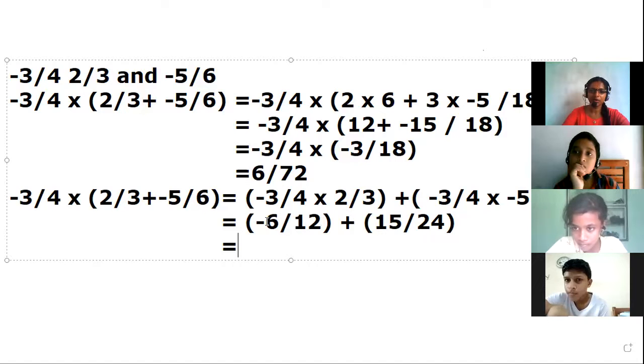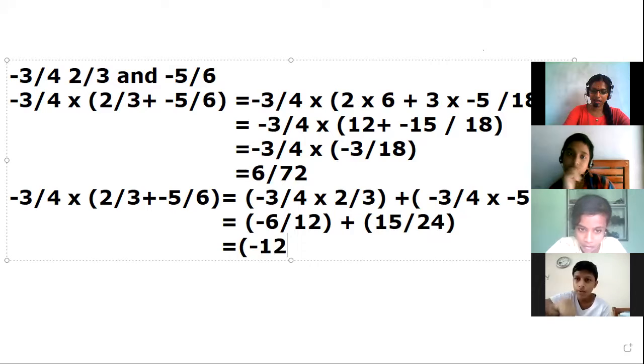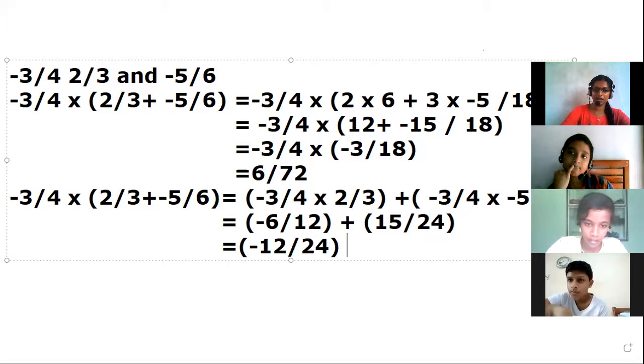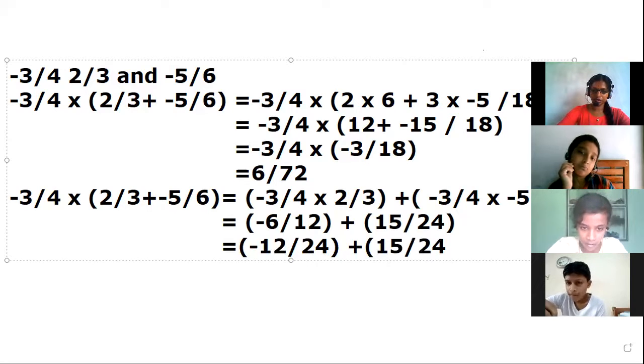Okay, very good. When we multiply this 12 by 2, the same change should be made to the 6, that is, it should be multiplied with the same 2. Then what is the product of minus 6 and 2? It is minus 12, and the denominator should be 24. And we can add this with 15 by 24. Then what should be the answer?